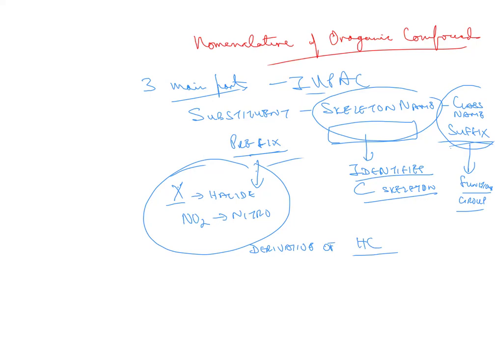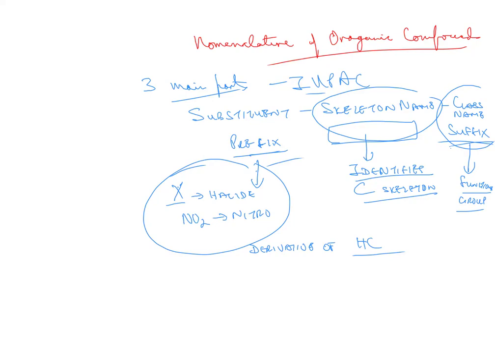Let me go through this again, because this is the beginning. So in IUPAC naming of compounds, first of all, the name would have three parts: a prefix, a skeleton name, and a suffix. Prefix is substituents that are attached to it. Skeleton name tells how many carbons there are and whether it is a cycle or not. Then class name, which is the suffix part, tells us which functional group, or if it has a double bond or triple bond.